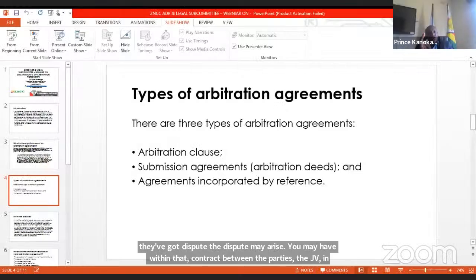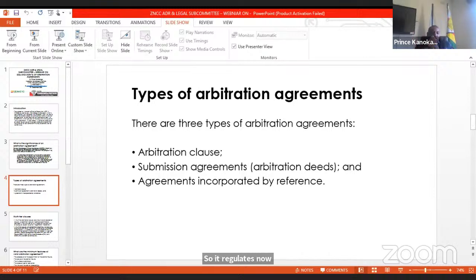Contract. So it will regulate now dispute resolution mechanisms. So this is one type of arbitration agreement that you have, one that is contained in a document between the parties. You also have what is known as a submission agreement.